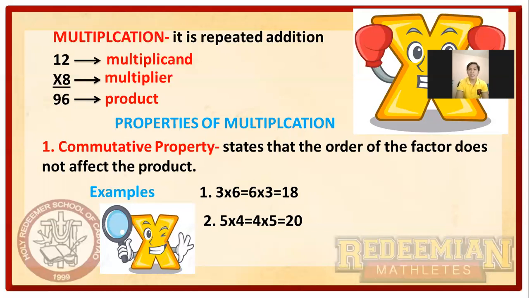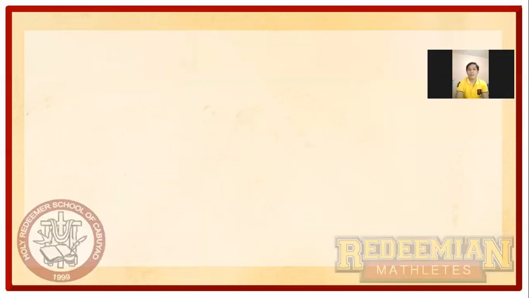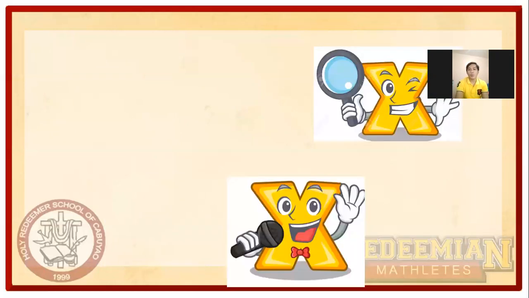Again, another example, 5 times 4 equals 4 times 5 equals 20. 3 times 5 equals 5 times 3 equals 15. So if you multiply 3 times 5, it's also 15. Then changing the order of 3 times 5, it becomes 5 times 3. So 5 times 3 is 15. So the product is not affected. That's another example.